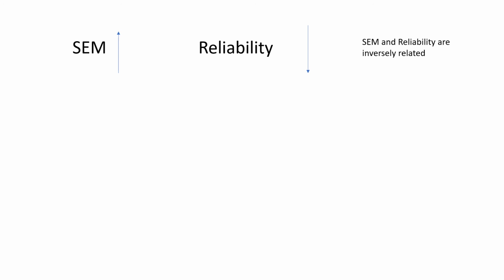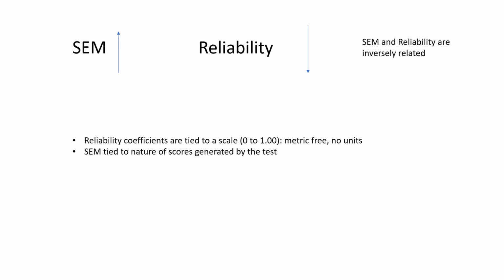There is another main difference between reliability and SEM. When we talk about reliability, the coefficients are tied to a scale that extends from 0 to 1.0. They are completely metric free. There is no unit associated with reliability coefficients. However, the SEM is always tied to the nature of the scores generated by a test, and in this sense it is not metric free. For example, Tom had a score of 112. That is 112 marks, isn't it? So there is a unit associated with the SEM.